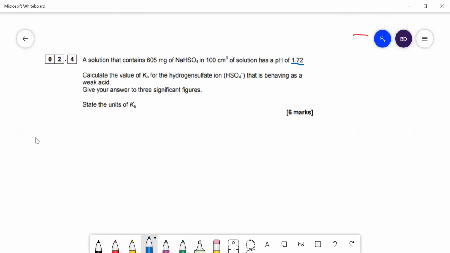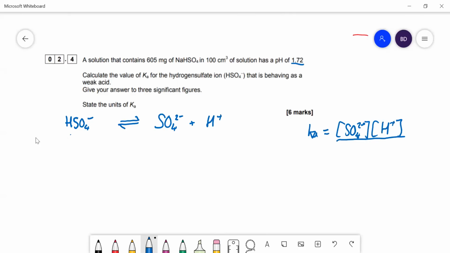So we're going to have the HSO4 minus ion, the sodium is obviously a spectator, I would ignore that. And that's going to give us SO4 2 minus, that's the conjugate base, and H plus. If you like, that's HA, and then this is kind of A minus. So Ka is going to be equal to, I'll do it over here actually. Ka is equal to the concentration of the sulfate ions, H plus ions, divided by the concentration of the weak acid, HSO4 minus.